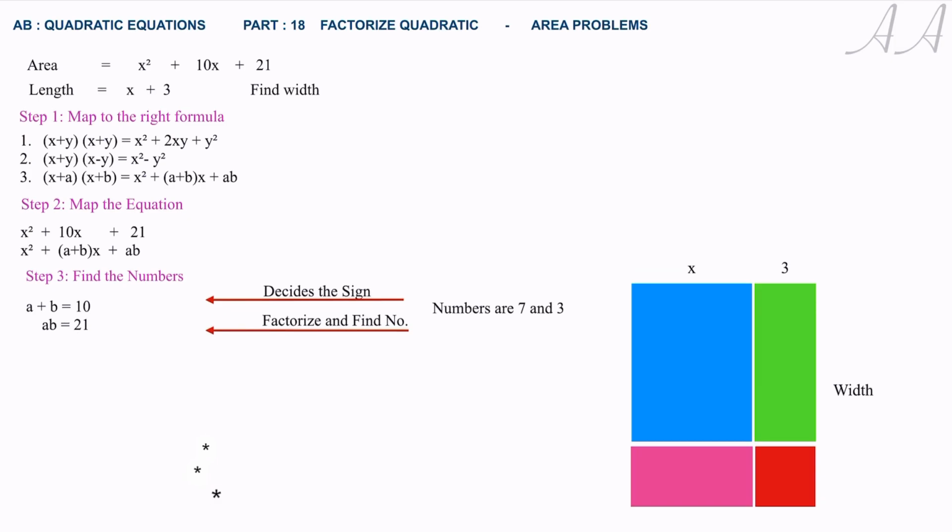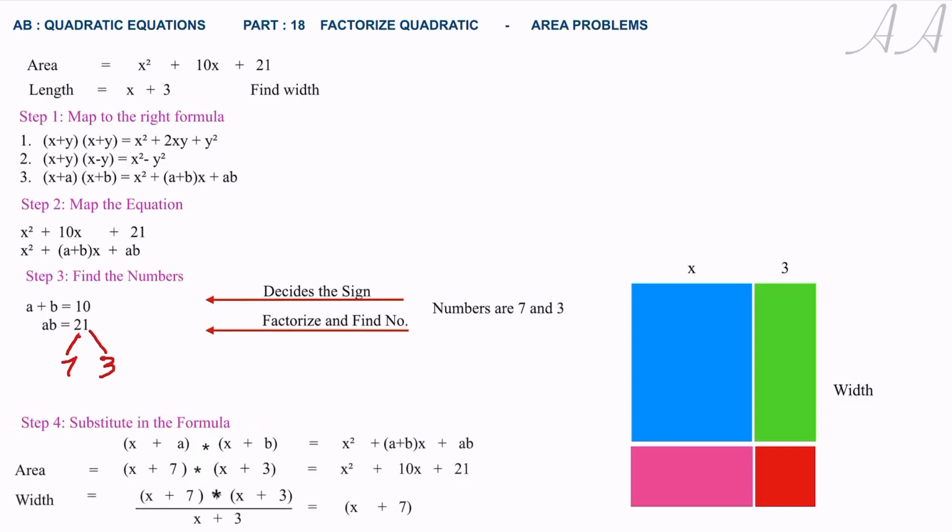Let's factorize 21. How about 7 and 3? This works because 7 times 3 is 21 and 7 plus 3 is 10. Don't forget, the a plus b term decides the sign and the ab term factorizes and finds the numbers. So our numbers are 7 and 3.